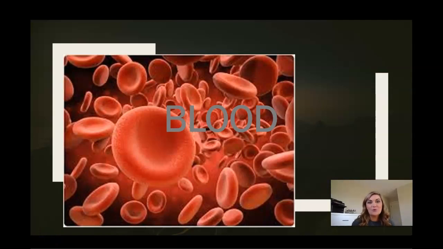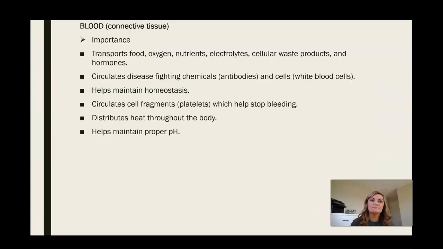Okay, today's unit we are going to discuss blood. So blood is going to be considered one of our connective tissues. If you remember from the histology unit in Anatomy 141, then you'll remember discussing your different types of connective tissues. So being a connective tissue, it's going to be very important within the body.